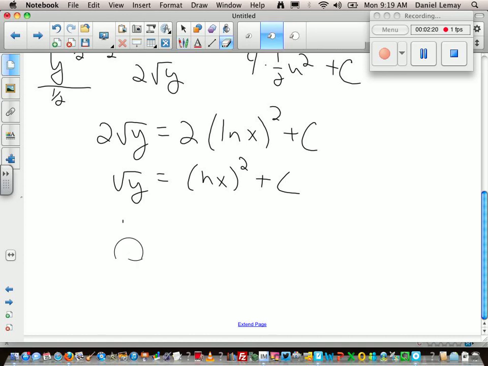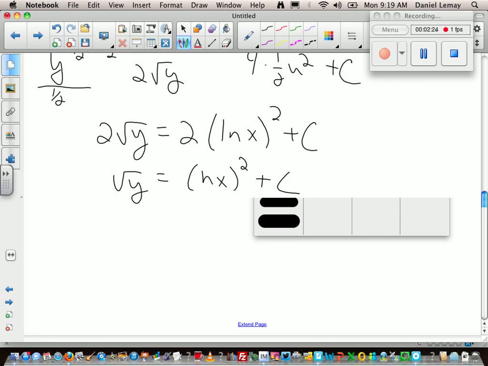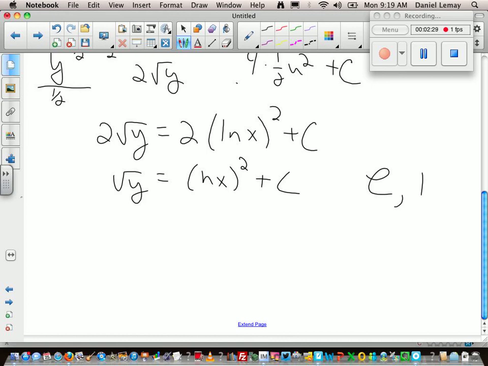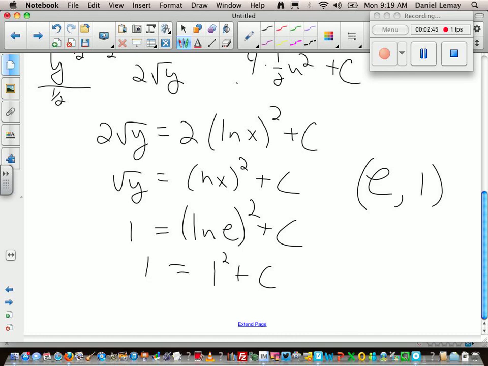Actually, I'm not going to square both sides first. I'm going to do this. I know that I have to find out what c is. They told me the point was (e, 1). So if I replace 1 in right now, the square root of 1 is 1, and the natural log of e squared plus c, well, the natural log of e is 1. So that tells me c is going to be equal to 0.